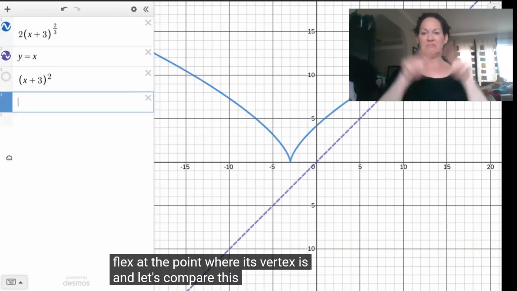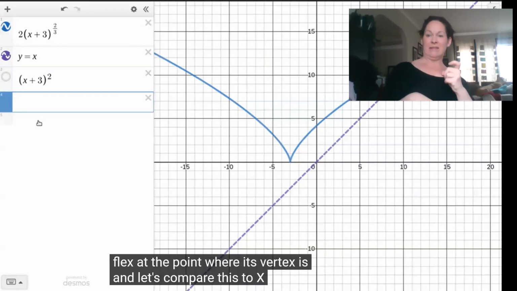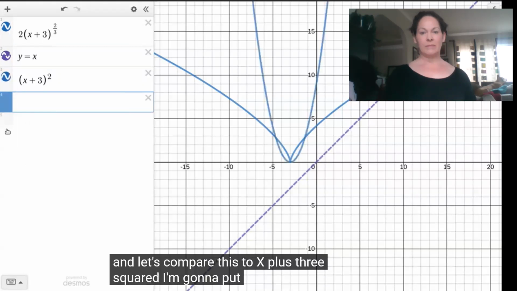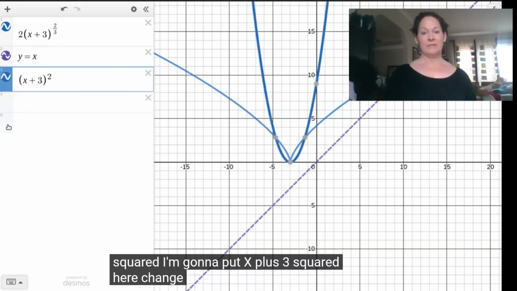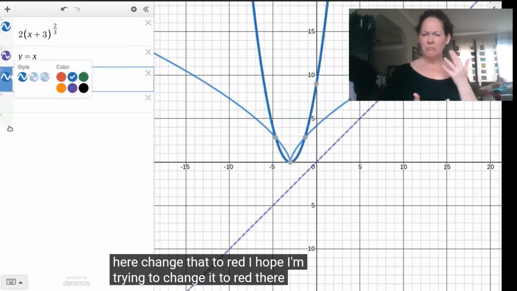And let's compare this to x plus 3 squared. I'm going to put x plus 3 squared here. Change that to red, I hope. I'll try to change it to red. There we go.